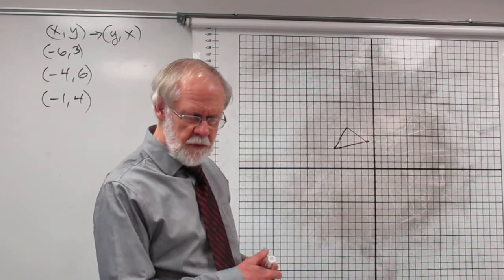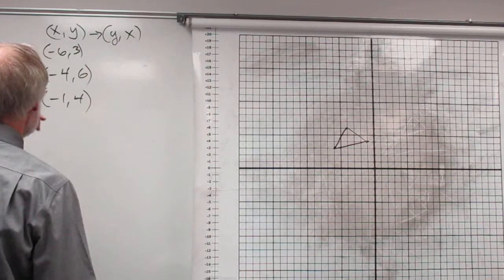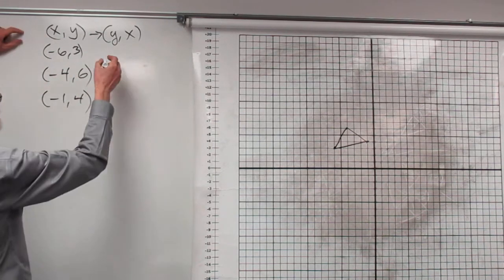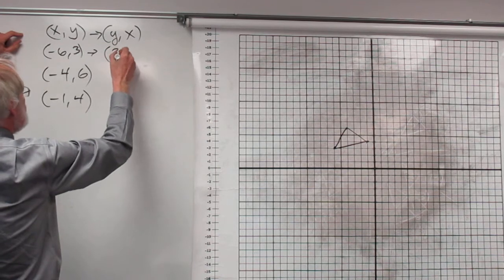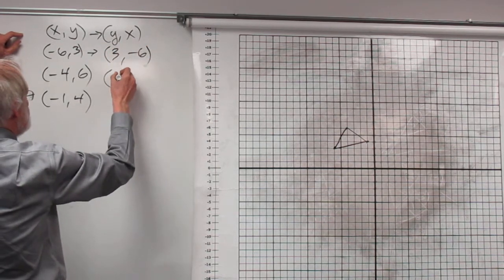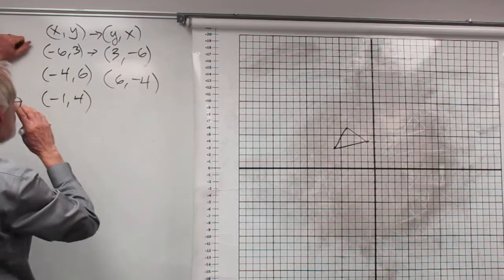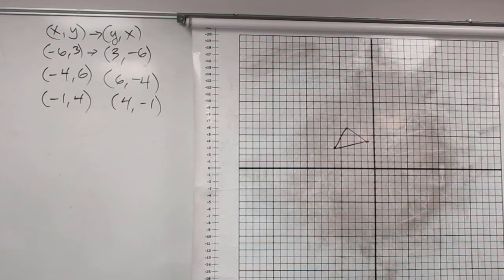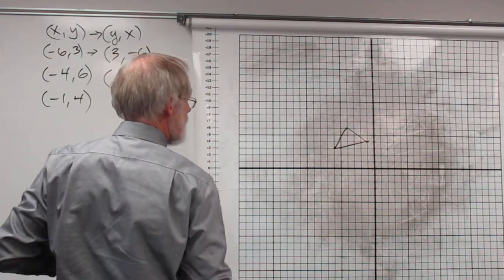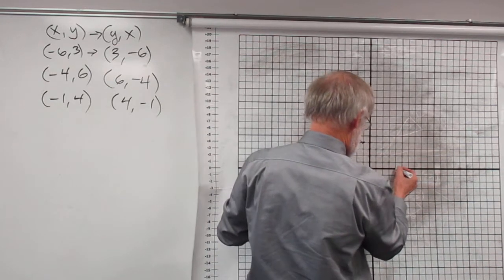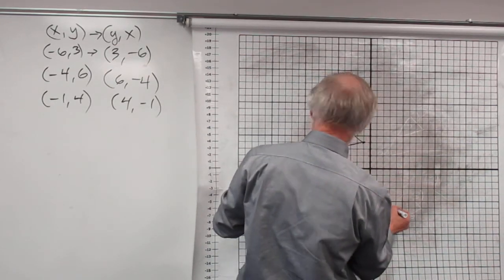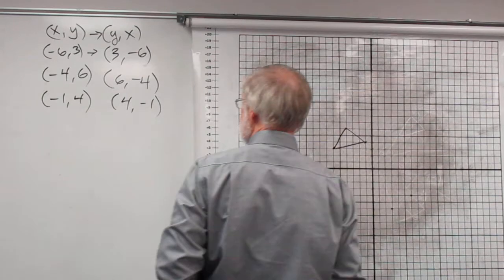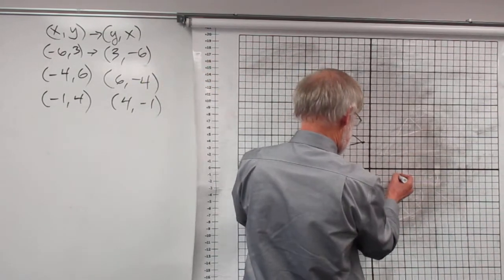All right, so I've drawn a triangle here, and this is the one we're going to work with. The first thing we're going to do is reflect across the line y equals x. Well, for y equals x, (x, y) becomes (y, x). They switch places. So this one becomes (3, -6), this one becomes (6, -4), and this one becomes (4, -1). All the points simply switch places. So (3, -6) is down here. The second one is (6, -4), which is here. And the third one is (4, -1), which is here.